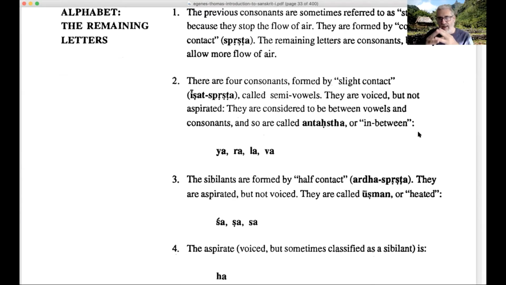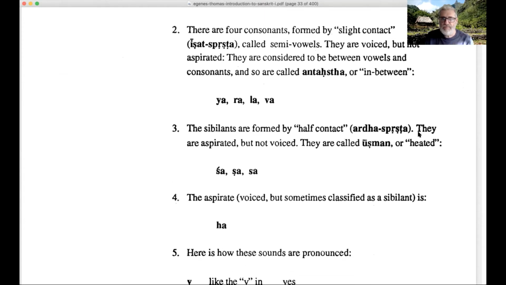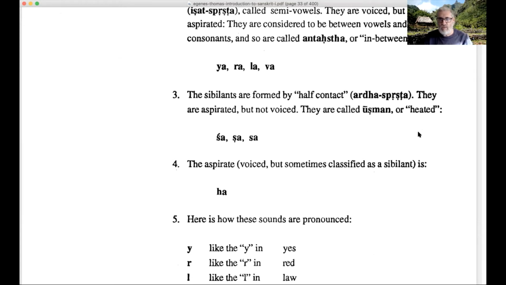Now we have the slightly contacted ones. The semivowels come after that. Ya, ra, la, va, right? That's in the Sanskrit alphabet. They come right afterwards. Okay, so now we've understood those. After that, we have what's called sibilants. Okay, in English, we call them sibilants. You can think of them as S sounds. There are 3 S's in Sanskrit.